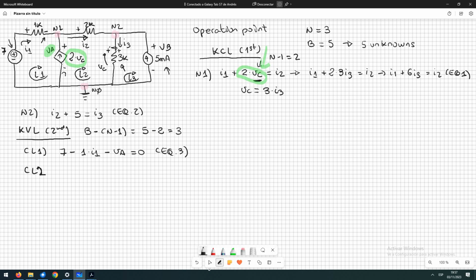Second loop. We are going to start here in the ground node. So this time we are going to leave the controlled current source by its positive terminal. So voltage A is going to be positive. The resistor is going to be negative, and the other resistor is going to be as well negative, and we have finished the loop.